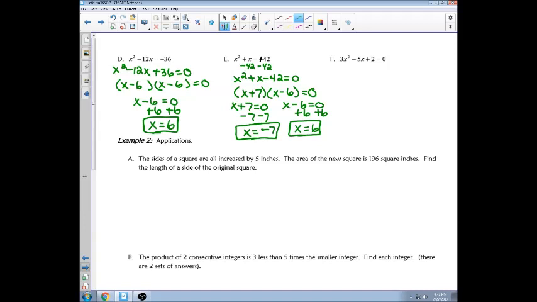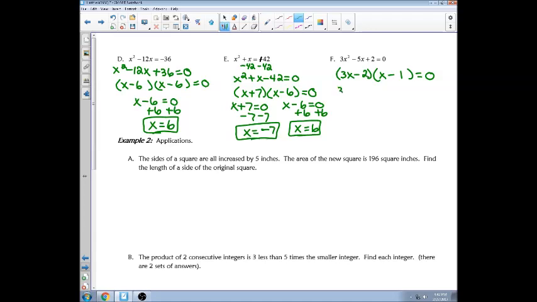On to part F, I have 3x squared minus 5x plus 2. I would look for a GCF, but I would not find one. In this case, I can use generic factoring to get myself to that location. It would be 3x and x. I would need to get to negative 3 and negative 2. So to get 3x to negative 3x, I would have to multiply it by negative 1. To get x to negative 2x, I would have to multiply it by negative 2. So from here, I have it fully factored.